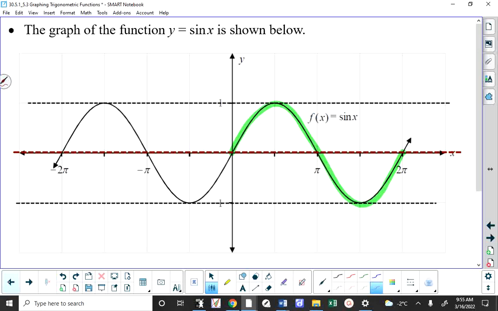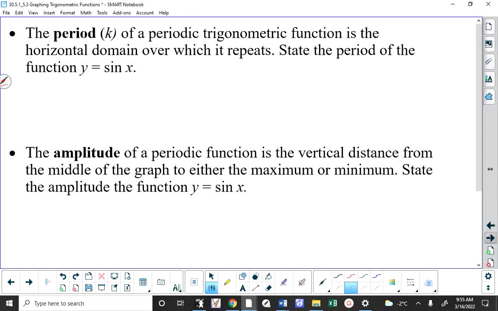By the way, a complete period doesn't have to look like that. It has to have the 4 pieces. It could be down, down, up, up. And the distance from here to here is still 2 pi. It's just easier to see that it's 2 pi by looking at the green section. So the period of this function is 2 pi.